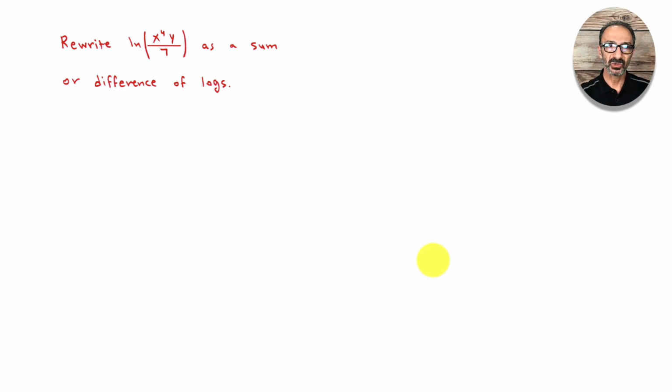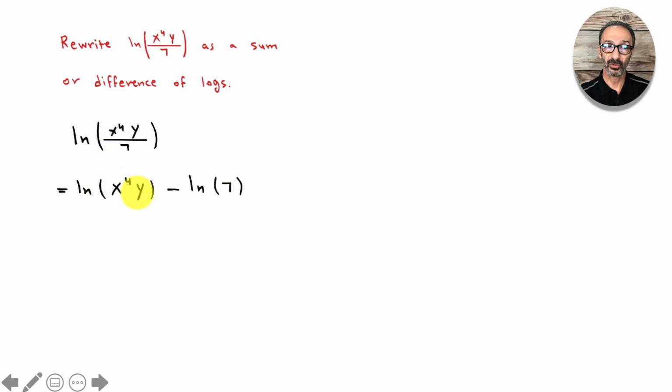Rewrite ln of x to the power 4y over 7 as a sum or difference of logs. That's another way to say it, like expand this whole thing. And to do it, I'm going to think about the quotient. So I'm going to say log x to the 4y minus, that's the quotient rule, ln 7.